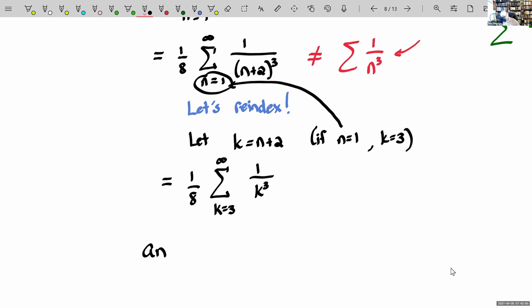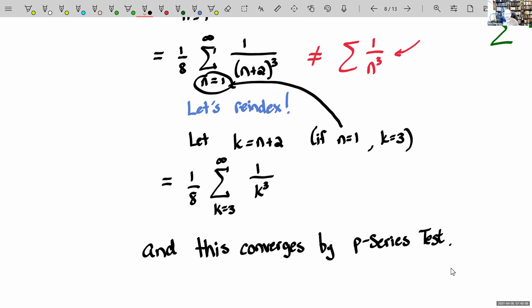So this converges by p-series test. And you do want to name the tests that you're using. We're going to have quite a few by the time we finish out this chapter, so you'll want to be able to state what test you used.